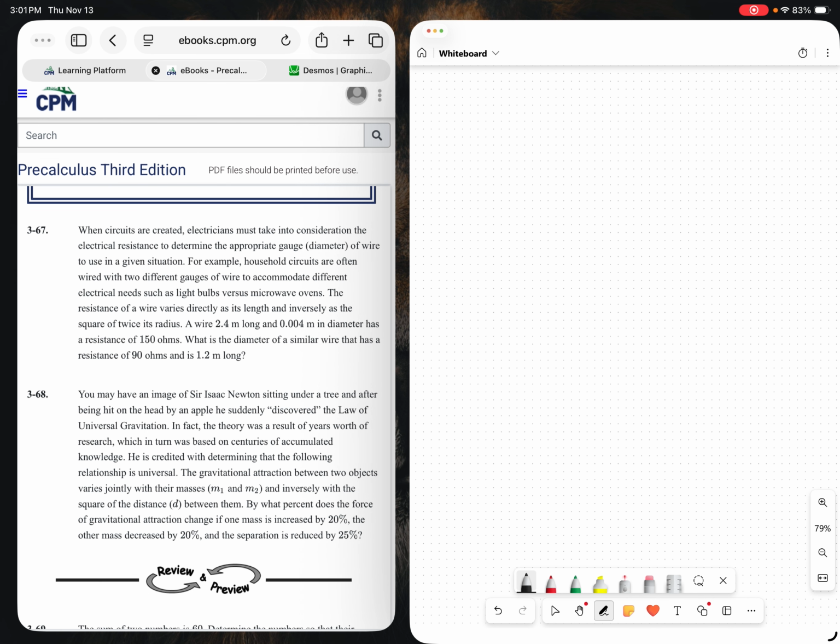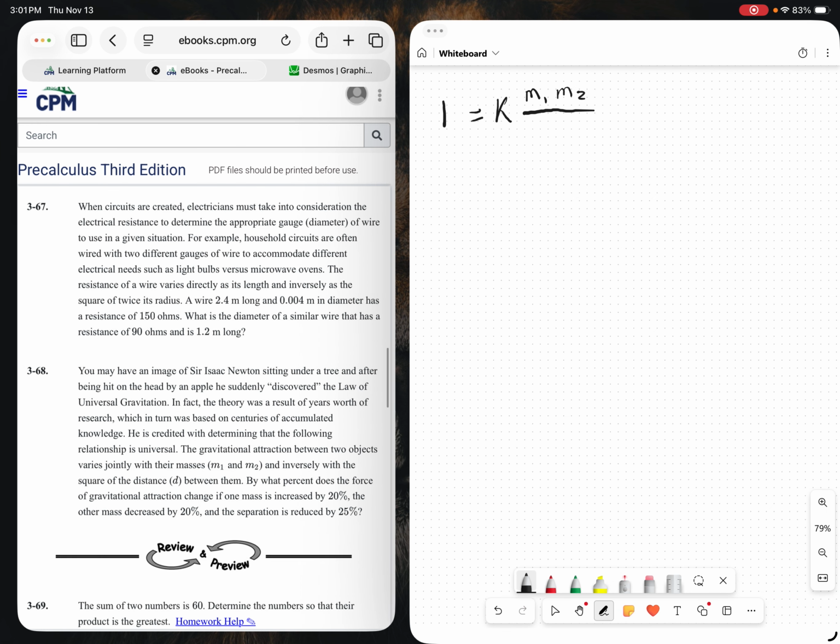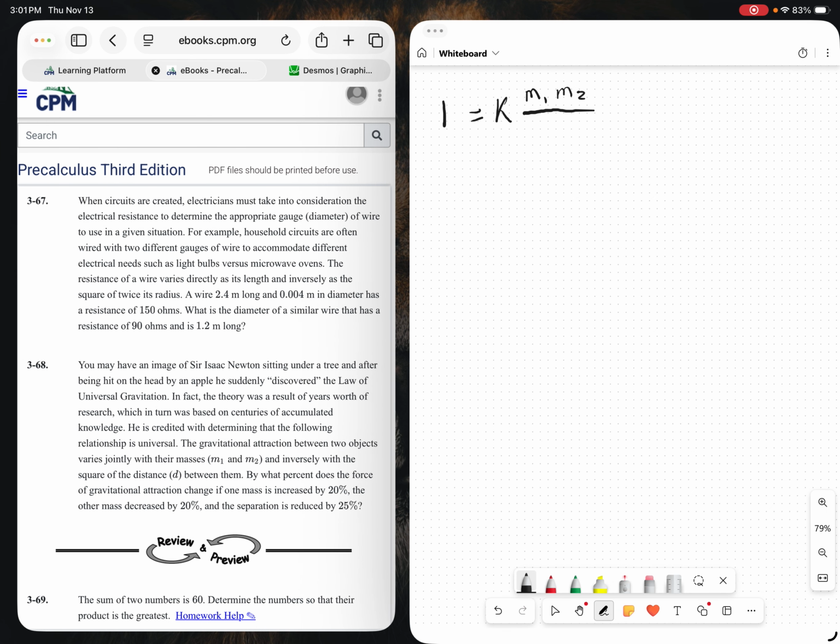And then the last one's here, this law of gravitation. So your natural law of gravitation between two objects, right, has this constant of variation. We have mass 1 and mass 2 divided by the square of the distance between them. So again, we're squaring distance.